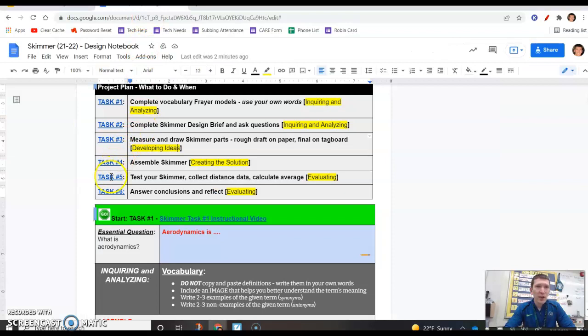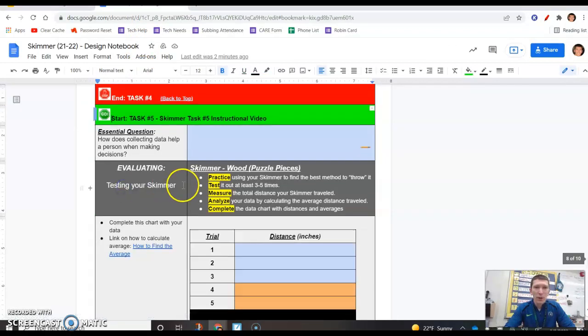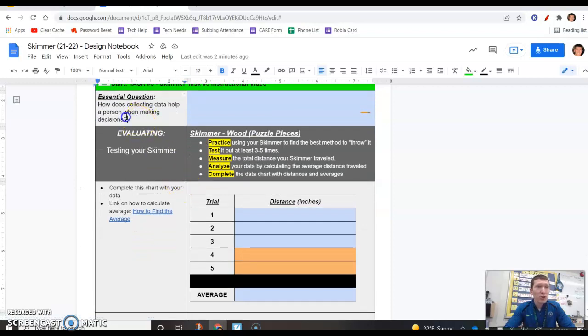To do this, you click on task number 5 at the top of your design notebook. It'll bring you down here. Your essential question: how does collecting data help a person when making decisions? Remember, you have to answer this question up above. Put your answer in on the side right there.